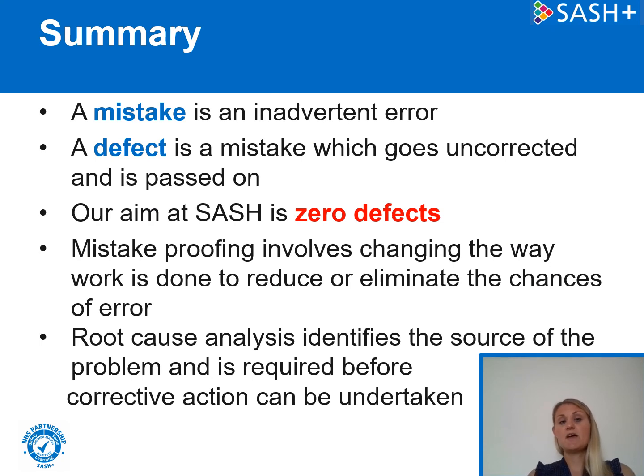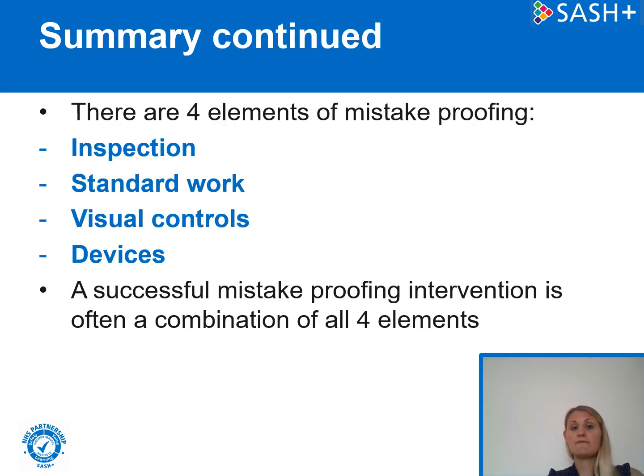So in summary, a mistake is an inadvertent error. A defect, on the other hand, is a mistake which goes uncorrected and is passed on. Our aim at SASH is zero defects. Mistake proofing involves changing the way work is done to reduce or eliminate the chances of error. And root cause analysis is essential as it identifies the source of a problem and is required before corrective action can be taken. There are four key elements of mistake proofing: inspection, standard work, visual controls, and devices. A successful mistake proofing intervention is often a combination of all four elements.